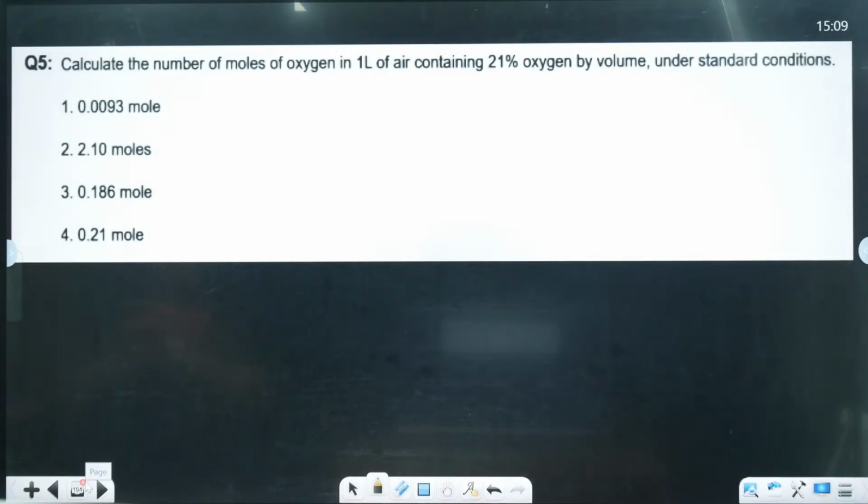So the number of moles of oxygen, approximately how much will it become? You need to take moles of O2 equal to volume of the O2 divided by molar volume at STP. How much will be the answer? 0.21 divided by 22.4, right?